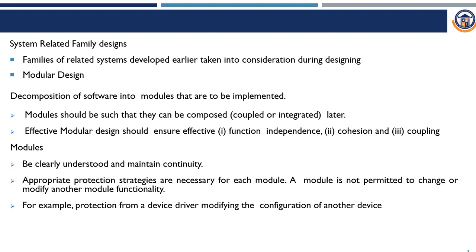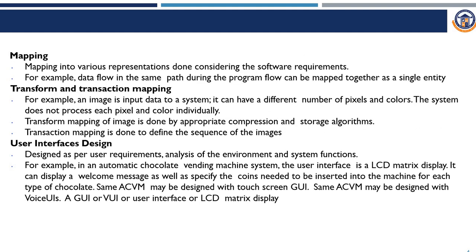For example, when you take your device driver, the protection of device driver modifying the configuration of another device must be restricted. There are different mappings, transform and transaction mapping. When you take an image as your input data to the system, transform mapping of the image is done by appropriate compression. Transaction mapping is done to define sequence of images.